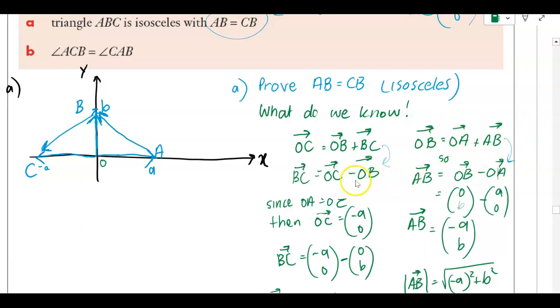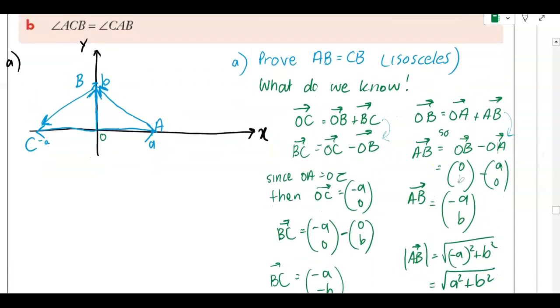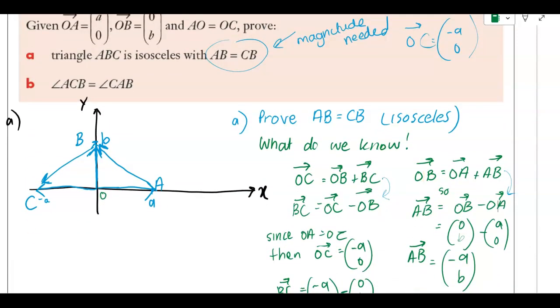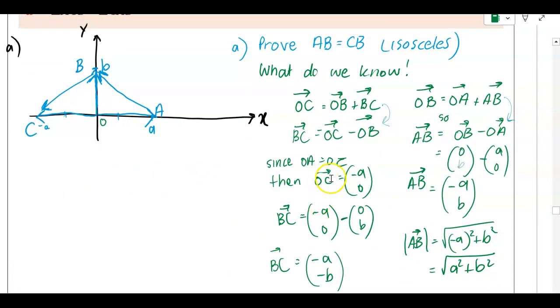So we've got these two things here. Now, we were given that AO and OC are the same, that this vector here is the same distance as that vector there. So we know that O is the midpoint. We can then write vector OC as minus AO, which I wrote before. And we've already got what vectors OB and OA were, so we can work out what vector AB is. Vector AB is going to be OB, which is 0, B, minus OA, which is A, 0. Take away the x's, take away the y's, we get minus A and B.